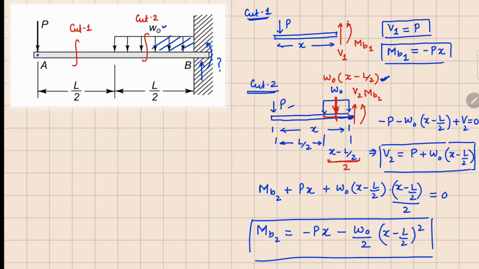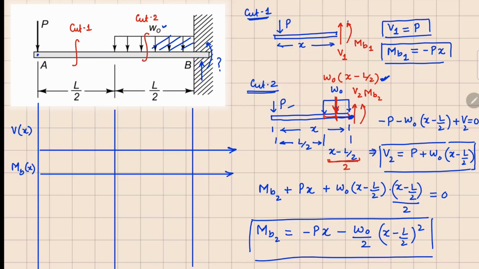So now let's draw an axis to draw these shear force and bending moments. I've drawn this axis here. This is where your cut 1, so V1 and MB1 will be plotted here, and V2 and MB2 will be plotted in this region. So let's focus on V1. The value of V1 is P, so we are going to have a constant value in this region, which is a positive P value, and your V2 value is right here. So this is an equation for a line. We need 2 points to plot this equation.